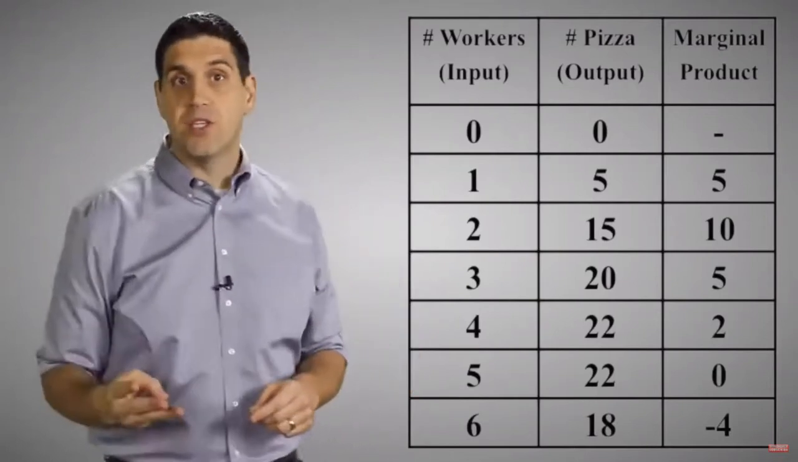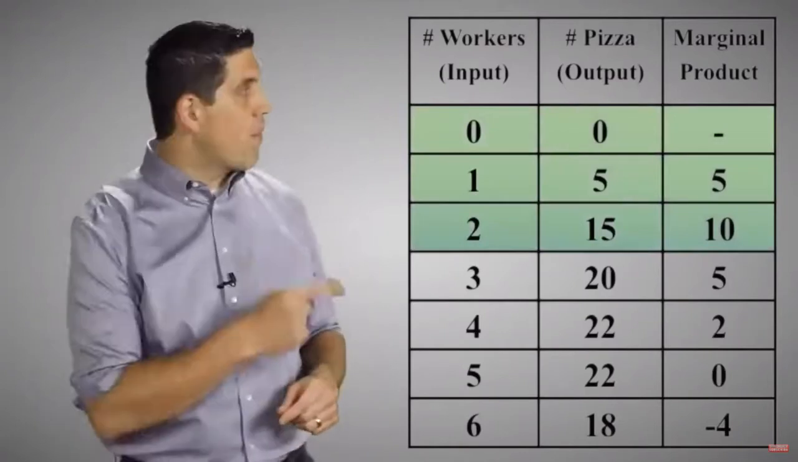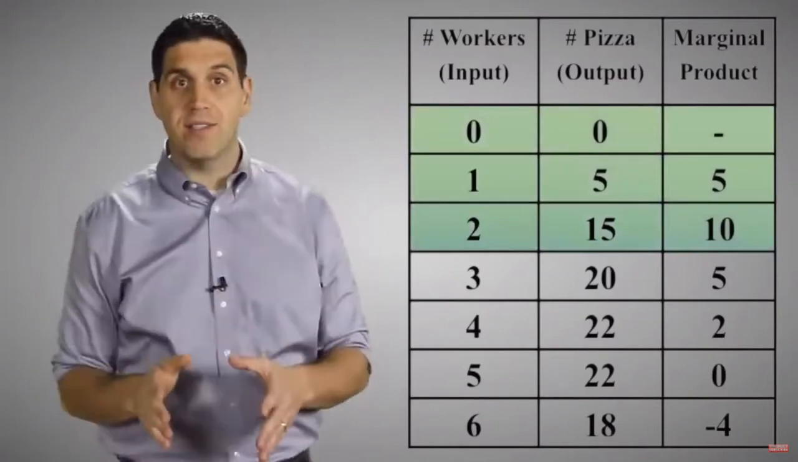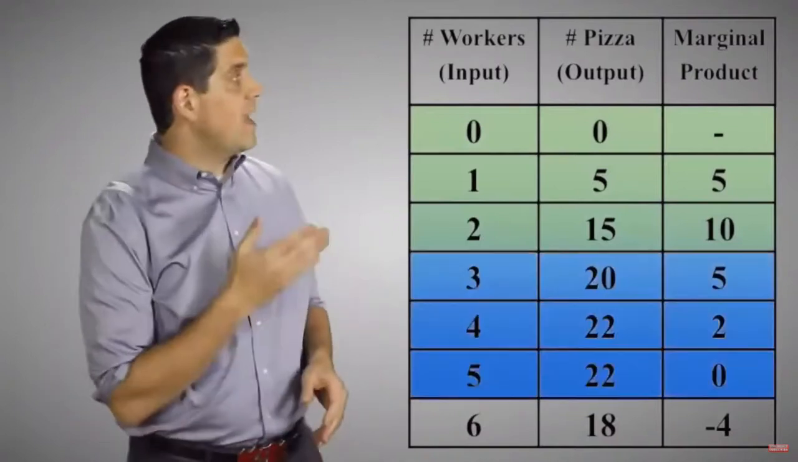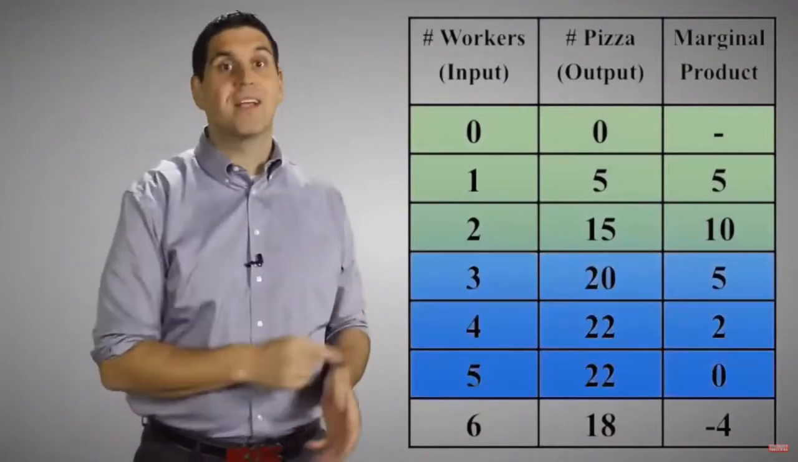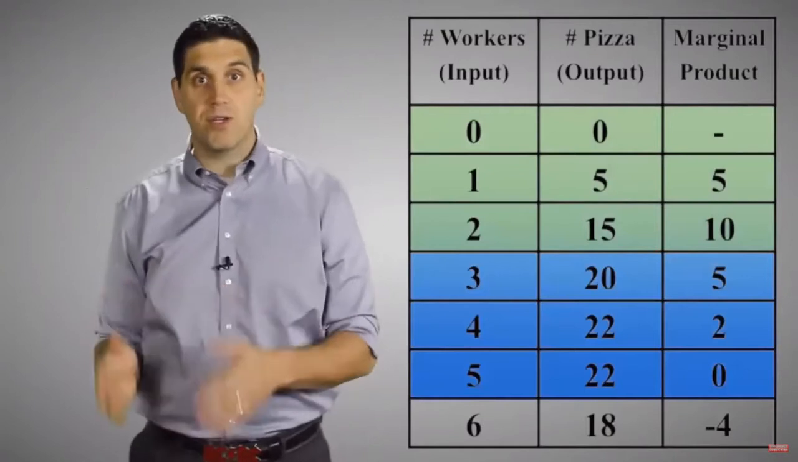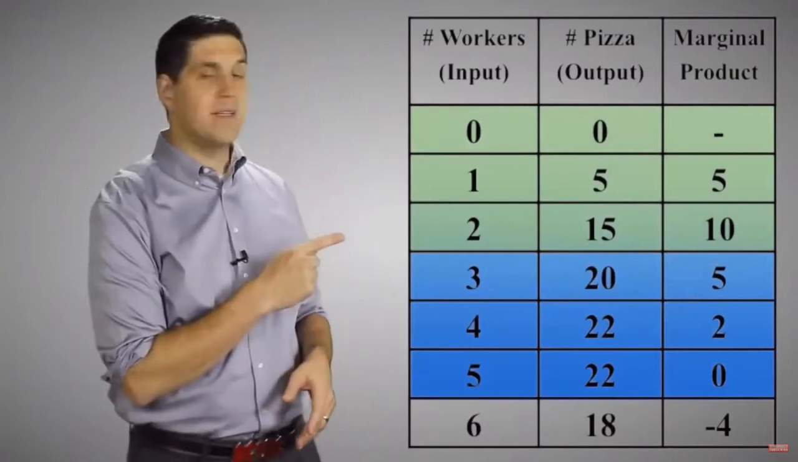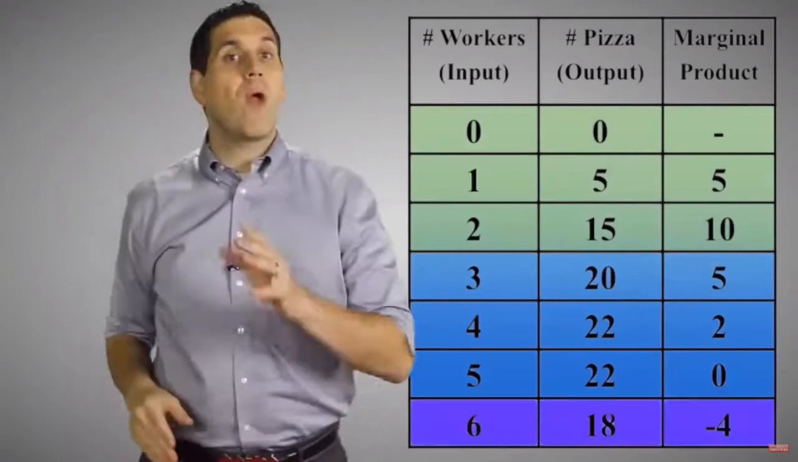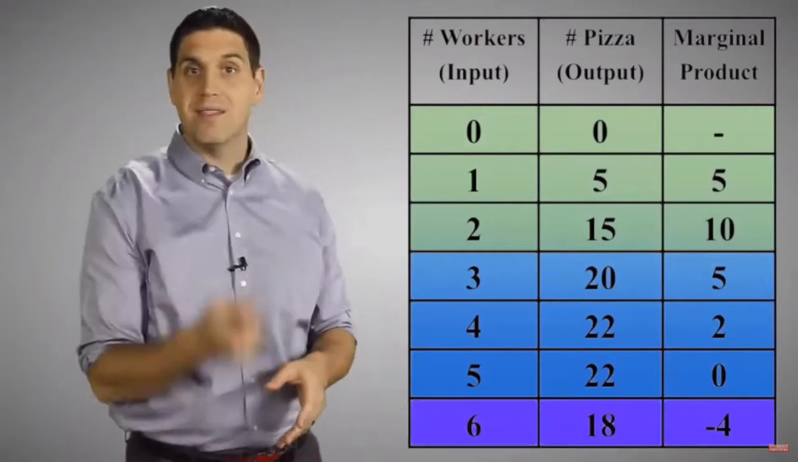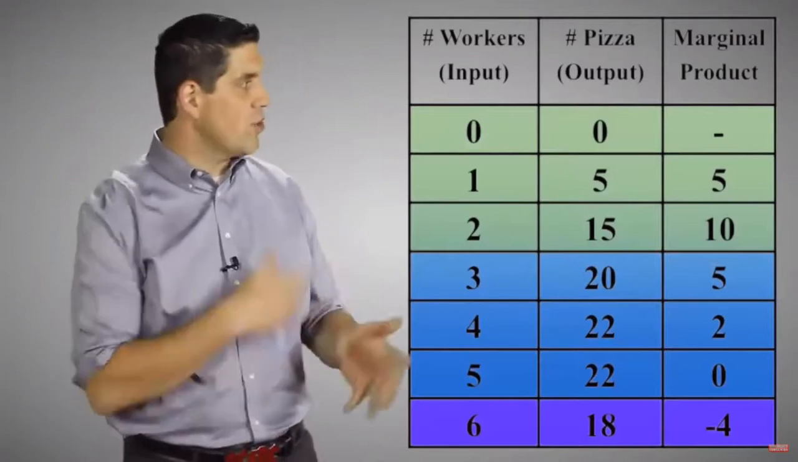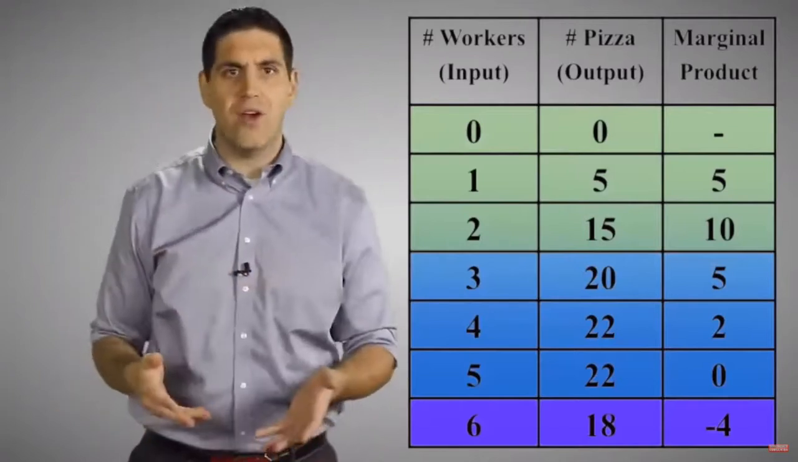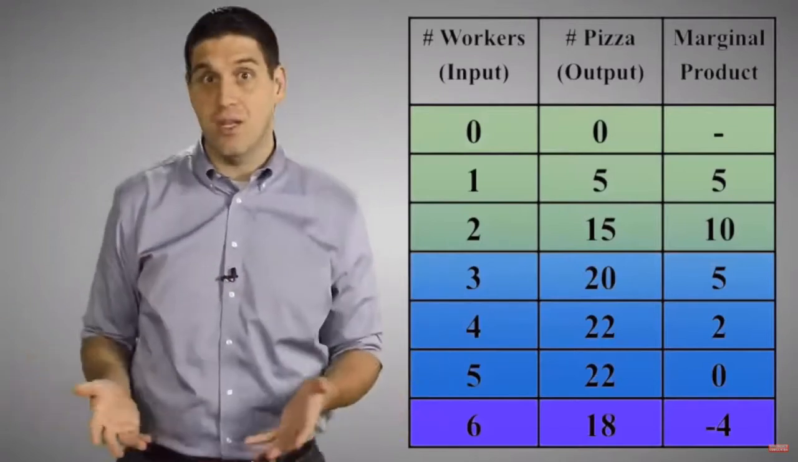Actually, there's 3 stages of returns. Right here is stage 1, where the marginal product is increasing because of specialization. Total product is increasing at an increasing rate. Right here is stage 2, because the marginal product is falling because of fixed resources and the law of diminishing marginal returns. Total product is increasing, but at a decreasing rate. Right here is stage 3, and the marginal product is negative, which means the total product is actually falling. This is because the workers are in each other's way and they're fumbling over each other, and there's just way too many cooks in the kitchen.